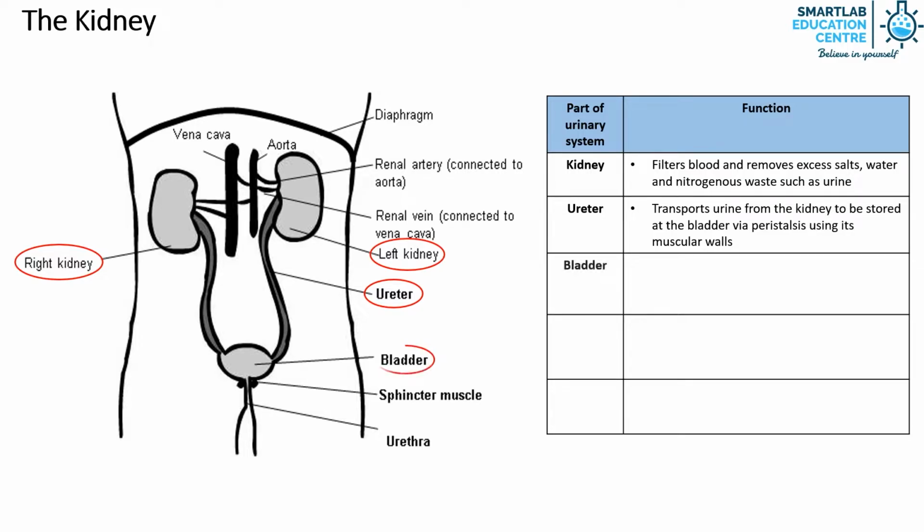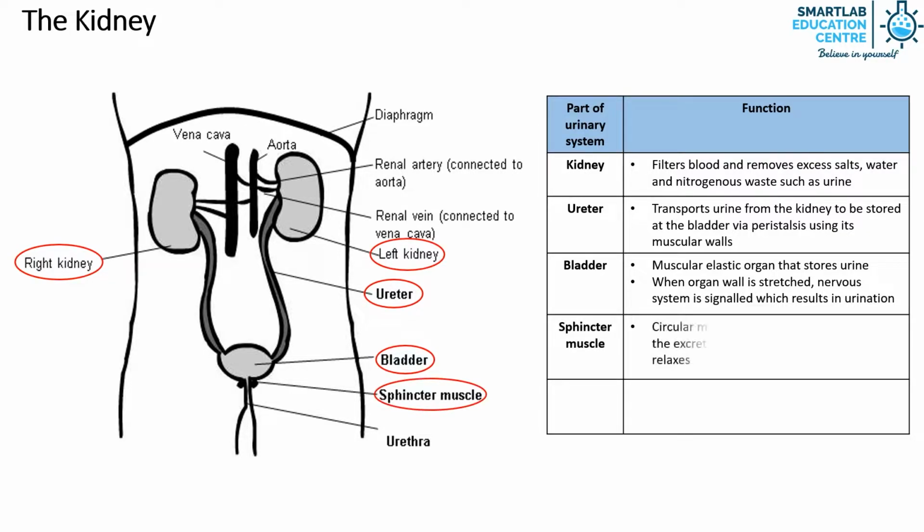The bladder is a muscular elastic organ that stores urine. When the bladder wall is stretched, the nervous system is signaled, which results in urination. The sphincter muscle is a circular muscle that automatically controls the excretion of urine when the muscle relaxes.